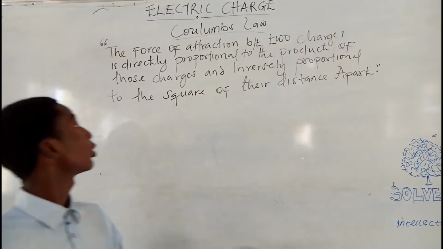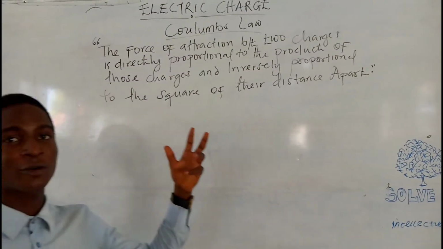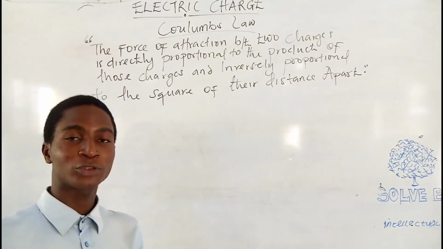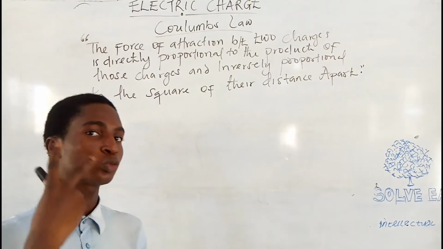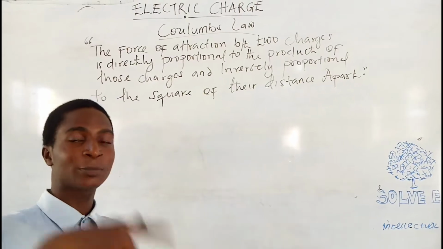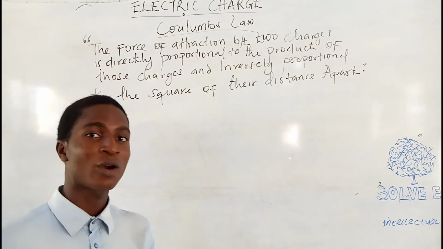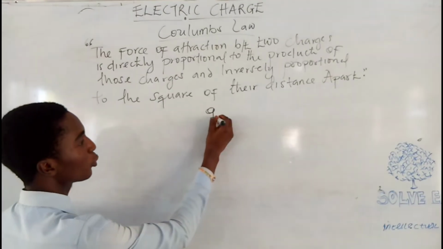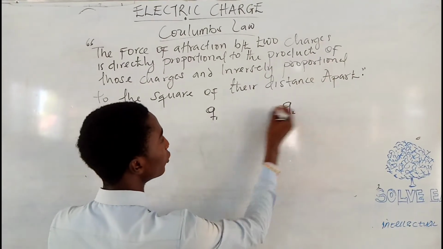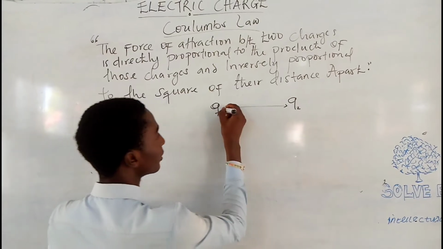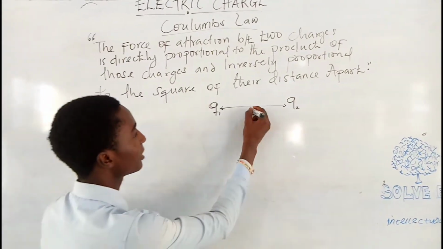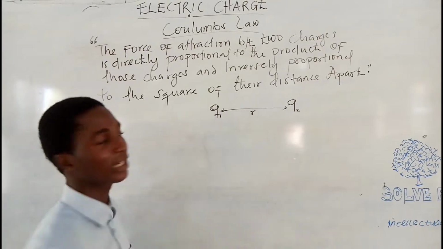Coulomb's law states that the force of attraction between two charges is directly proportional to the product of those two charges and inversely proportional to the square of their distance apart. That is, if I have two charges Q1, Q2, the first thing I can note from this free body diagram is the distance. Let's call the distance R.